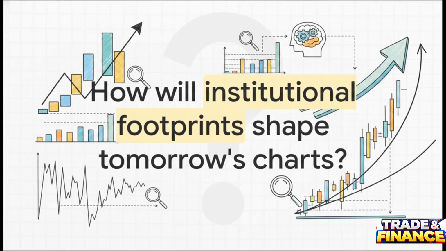Which brings us to our final thought. As algorithmic execution continues to evolve, how will these institutional footprints shape the charts of tomorrow? While the algorithms might get faster, the fundamental need for massive institutions to rebalance and mitigate their exposure isn't going anywhere anytime soon. I challenge you to take these concepts to your own charts, hunt for those failure swings, and continue mastering the market's microstructure. It is a real game changer and will completely change how you view price action.